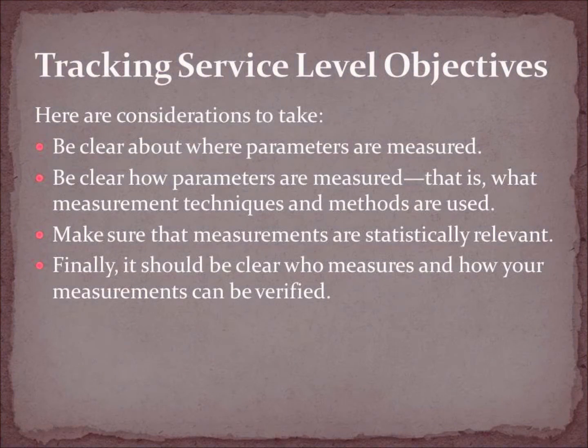Finally, it should be clear who measures and how your measurements can be verified. In the earlier example, an outside party will not have access to the incoming and outgoing firewall ports and will not be able to actually measure T5 plus T6 plus T7 plus T8 plus T9. The best that it might do is to measure T4 plus T5 plus T6 plus T7 plus T8 plus T9 plus T10. The assumption is that T4 and T10 should be negligible and hence the two are the same.